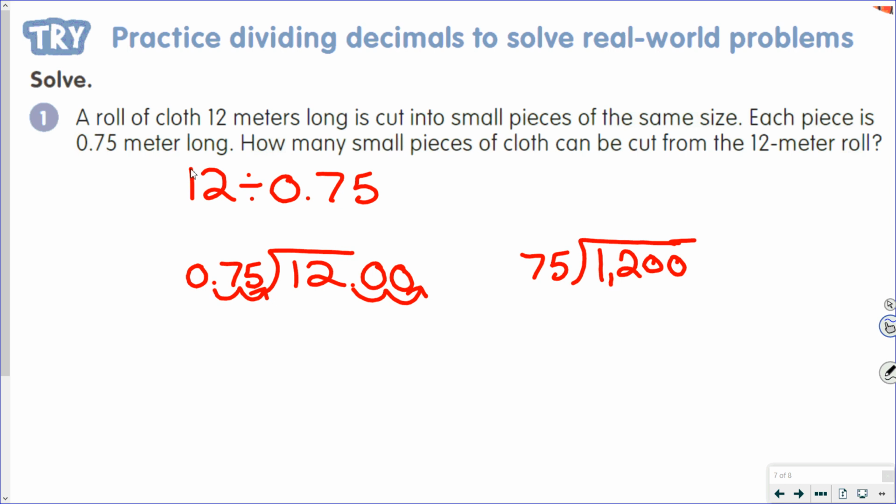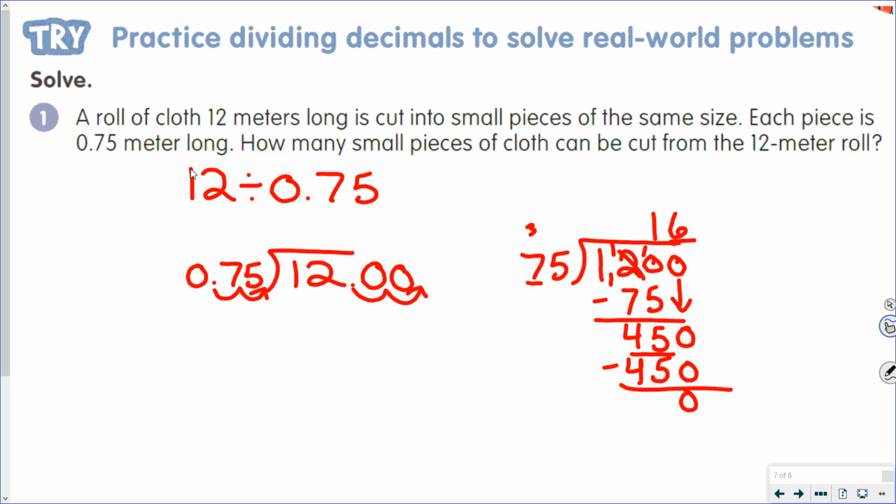75 will not go into 1. It will not go into 12, but it will go into 120. It goes into 120 one time. Since we're going into 120, I put the 1 over the 0 because you always put that over the last digit. So I take 120 minus 75. 10 minus 5 is 5. 11 minus 7 is 4. I bring down the 0. Then I can ask myself, how many times would 7 go into 45? 7 goes into 45 6 times. 6 times 5 is 30. 7 times 6 is 42 plus 3 is 45. So we get 16 pieces.